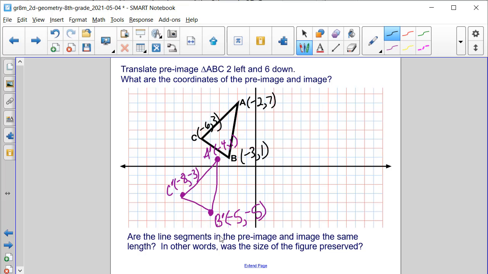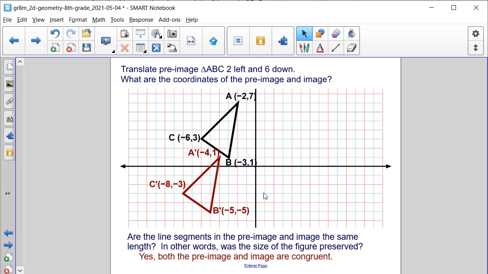And then, are the line segments of the pre-image and image the same length? Yes, they are. Was the size of the figure preserved, or keeping it the same? Yes. The pre-image and image are indeed congruent.